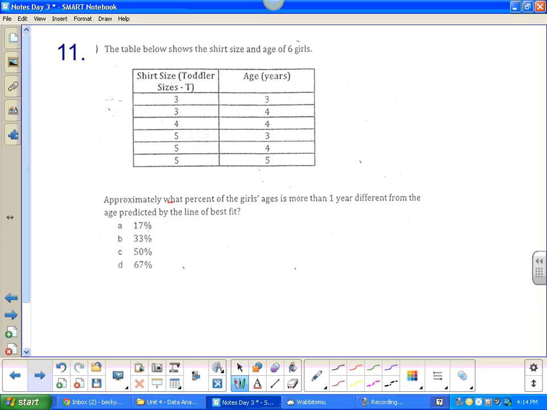This is approximately what percent of the girls' ages is more than 1 year different from the age predicted by the line of best fit. Okay, so the first thing I need to do is find my line of best fit. So L1, L2, all this information, and I get y to be 0.24x plus 2.83. So that's my prediction equation.